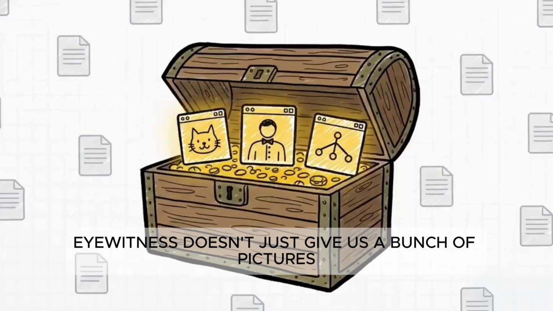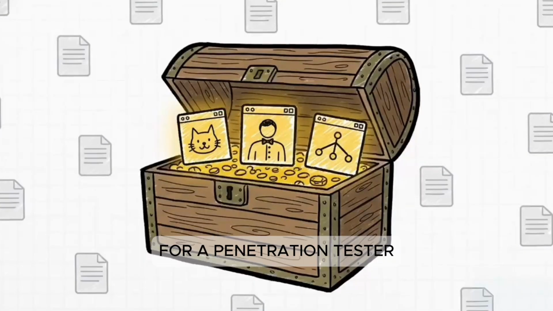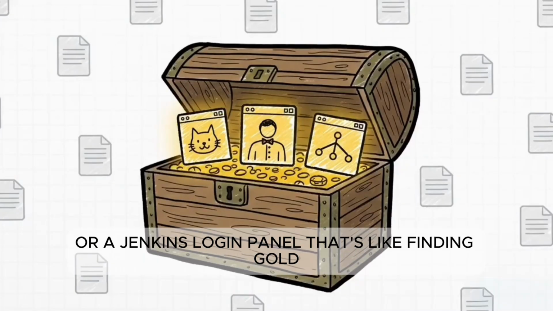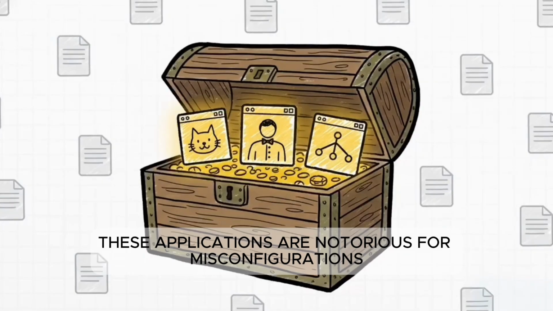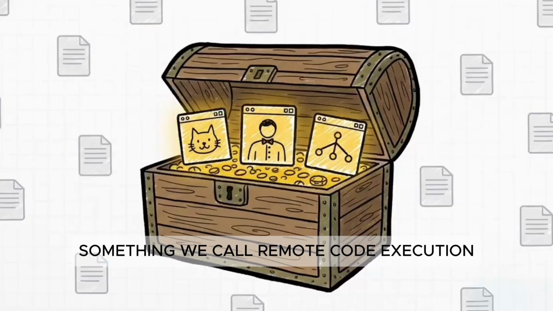EyeWitness doesn't just give us a bunch of pictures. It helps us spot high-value targets at a glance. For a penetration tester, seeing an Apache Tomcat Manager interface or a Jenkins login panel, that's like finding gold. These applications are notorious for misconfigurations that can lead to a full system compromise, something we call remote code execution.